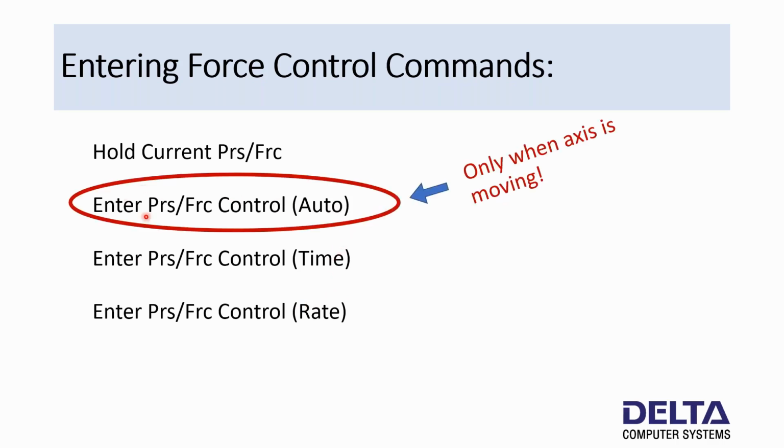I want to point out that the auto command is only intended for use when the axis is moving. If you use it when the axis is standing still, all kinds of bad things can happen. The other two can be used when the axis is standing still, and what it does is it enters force control and ramps to the specified force in a certain time or at a certain rate. The auto is really cool because it does it when it's moving. So the demonstration I did at the beginning, where the axis moved into the end and then automatically transitioned to force control, that was the auto command.